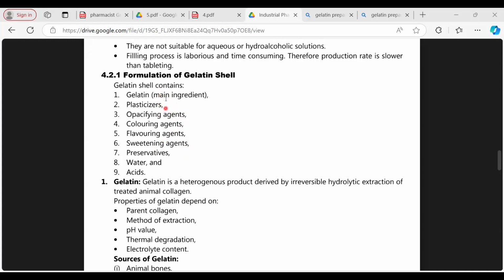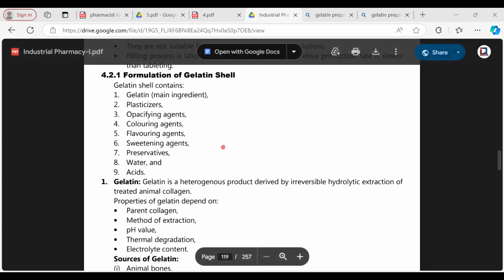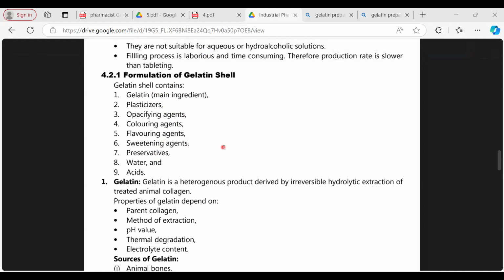Because depending on their ratios and concentration, the shell becomes either hard or soft. So please note down the formula for the gelatin shell. Gelatin, plasticizer, opacifier, coloring, flavoring, sweetening agents, preservative, and water.